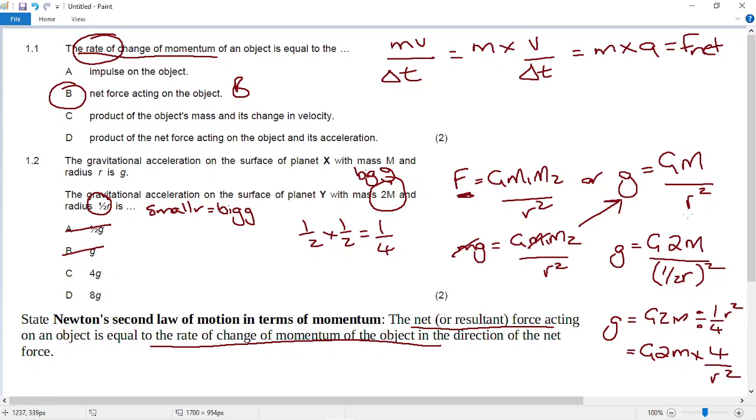So now the r squared will be the same from the other equation. The m is the same and the G is the same. So on the right hand side of the equation, I've put a 2 times 4, which is 8. So the answer is D, 8g, because you've got to make the left hand side equal the right hand side, and we multiplied the right hand side by 8. So in terms of little g, it will be times by 8.